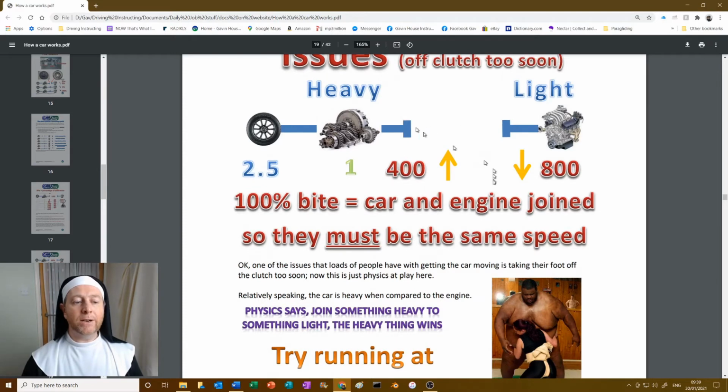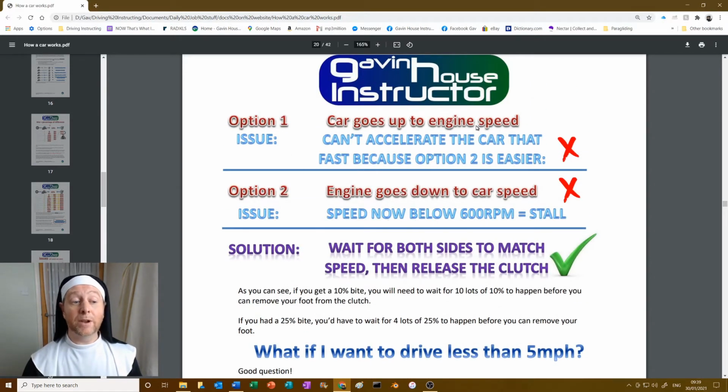If we join that to that, this is what our options are. Car goes up to the engine speed. Well, you can't do that because the car's very heavy and physics says that the heavy thing wins. So engine speed goes down to the speed of the car. That's what would happen if you took your foot off the clutch.